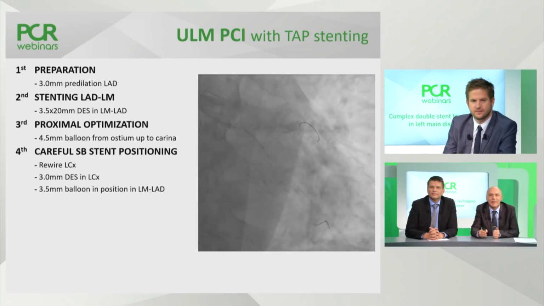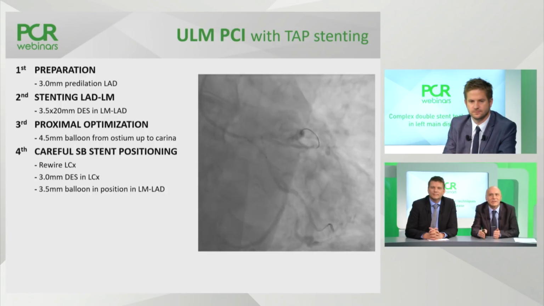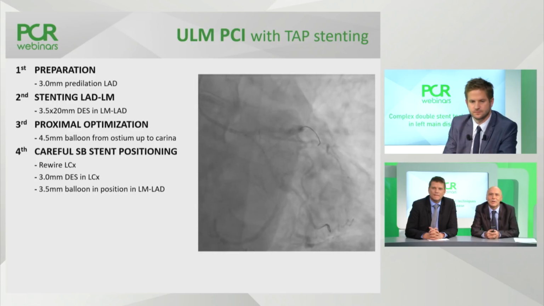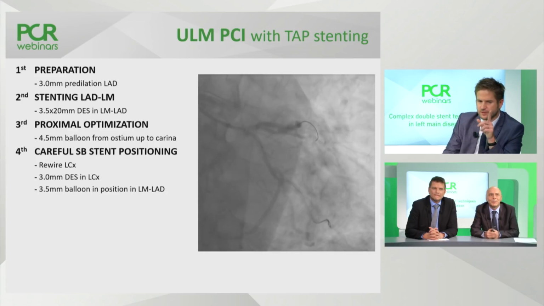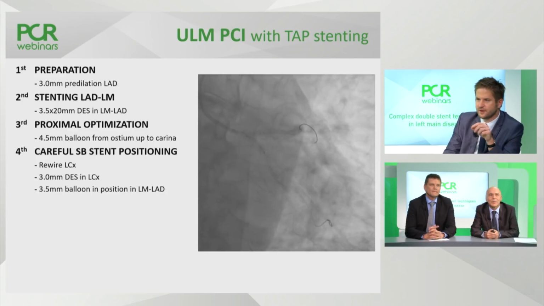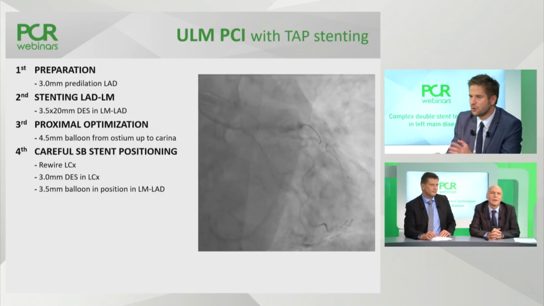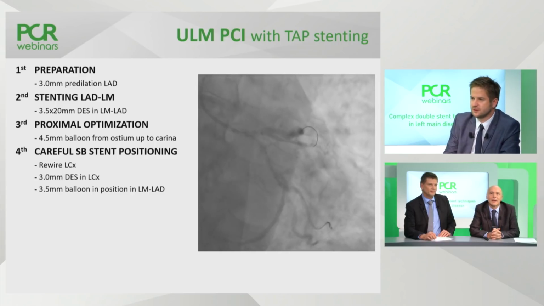Yes. And then basically, as I said, I decided upfront that I have to secure that dominant circ nicely patent. So I rewired. This was not a problem with a normal wire. And then I placed a 3.0 drug-eluting stent. Just a question: did it go directly after rewiring to cross with the stent to the circ? Do you go immediately with the stent, or do you open it, or do you do kissing first?